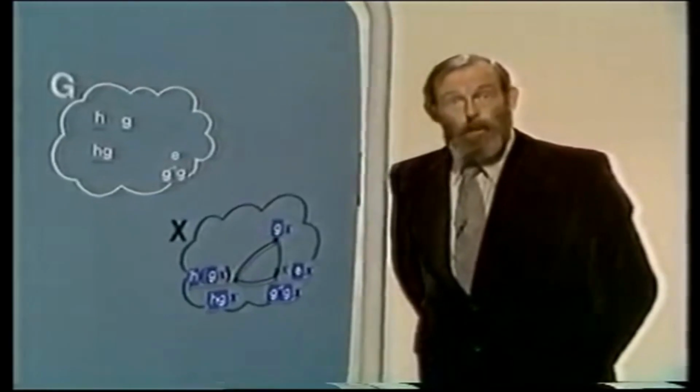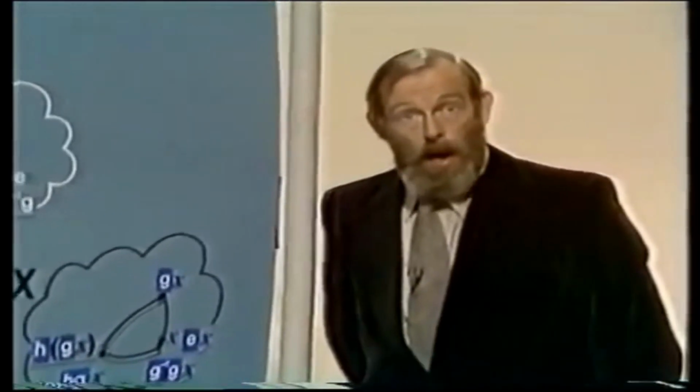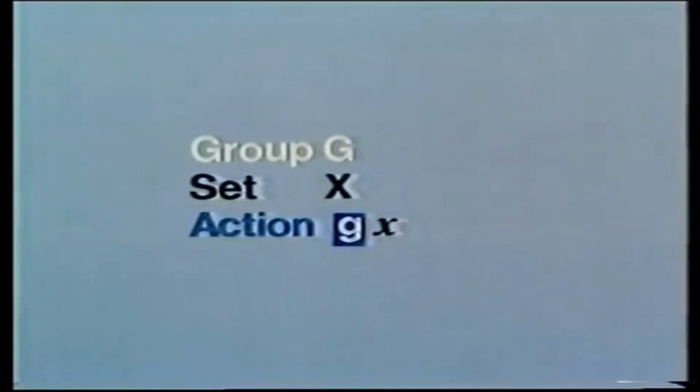Now that I've established what's meant by a group action, I'm in a position to take an example of a group G acting on a set. Let's look at this example. The group G will be the real numbers under addition. The set X will be the plane R2. So what we've got to do is to specify an action of G on X.